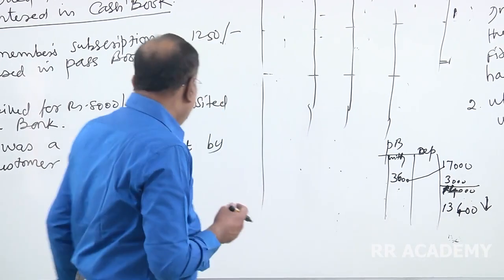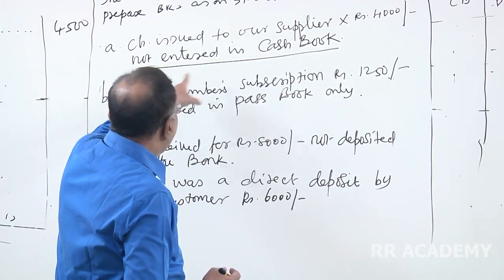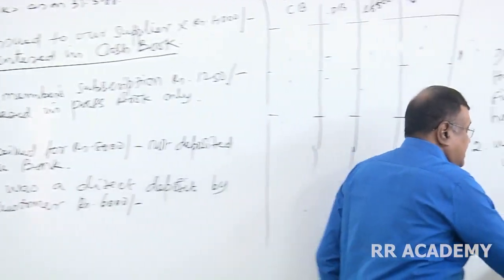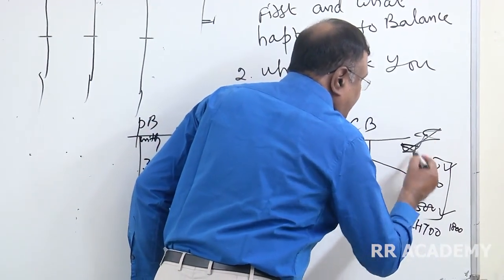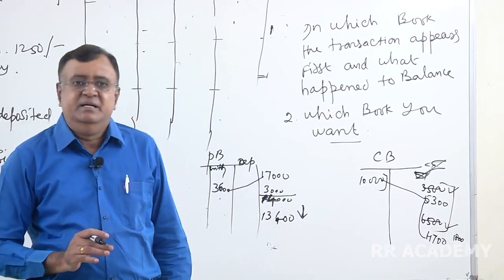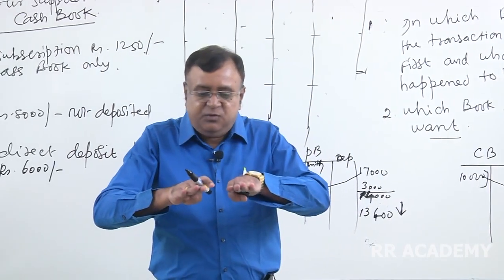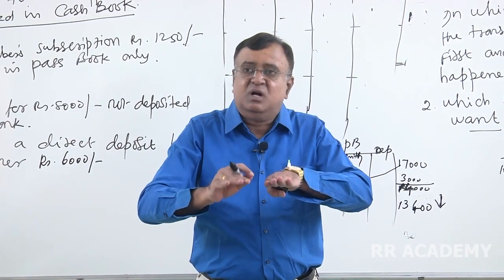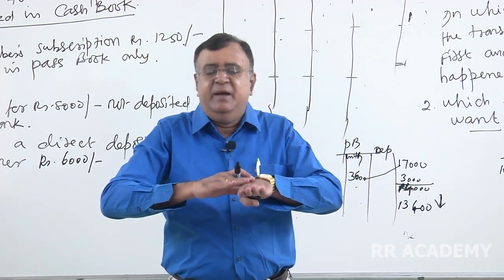But here, check issued to our supplier. Normally it will be entered here, but in this problem it is not at all entered. Forgot to enter in the cash book. Therefore, the first entry will be made in the cash book. But not entered, so cash book same.